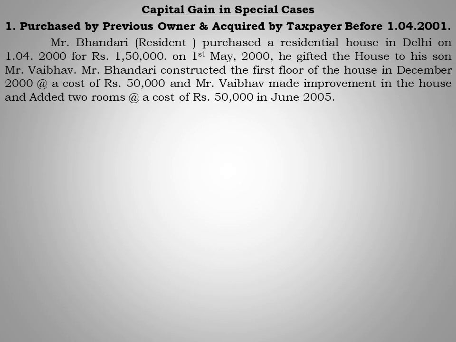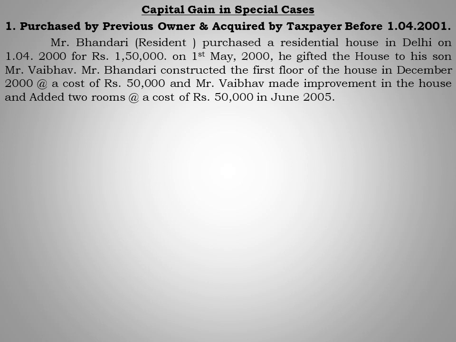So here comes the problem. First part, Mr. Bhandari, who is resident, purchased a residential house in Delhi on 1/4/2000 for rupees 1,50,000. On 1st May 2000, he gifted the house to his son, Mr. Vaibhav. Mr. Bhandari constructed the first floor of the house in December 2000 at a cost of rupees 50,000, and Mr. Vaibhav made improvements in the house and added 2 rooms at a cost of rupees 50,000 in June 2005. So this is the first part of the problem.